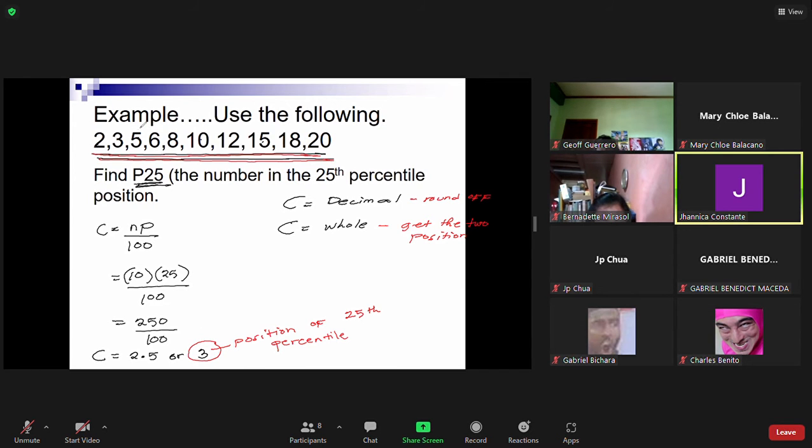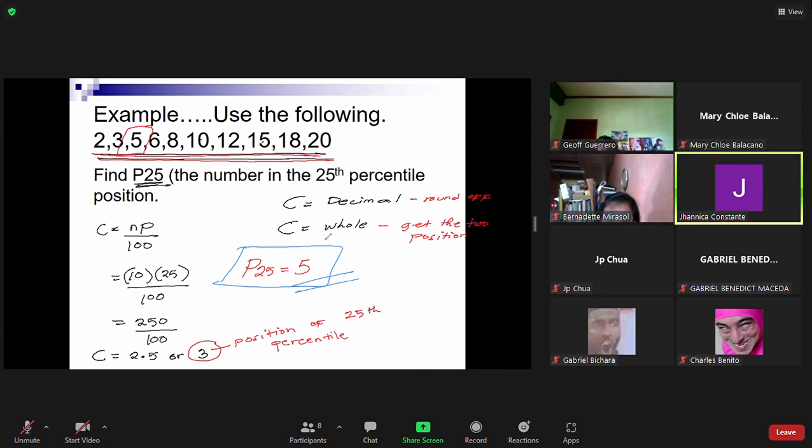Okay, looking at our set of data, 5 is in the third position. That means the 25th percentile is equal to 5, since 5 is in the third position. So that's how we solve for percentile using the locator formula that we have, which is C equals N times P divided by 100.